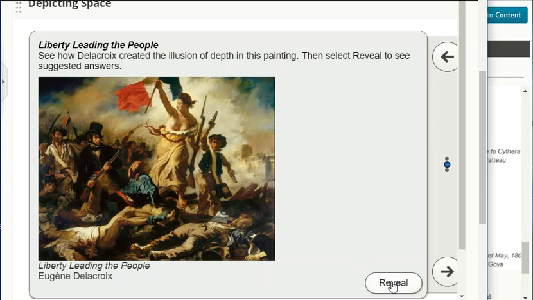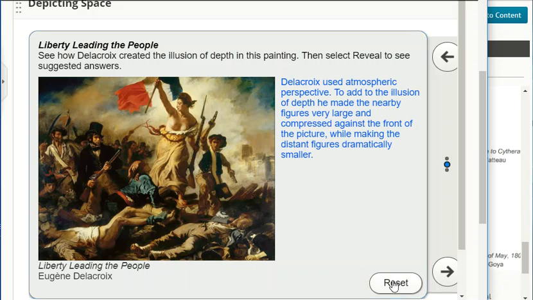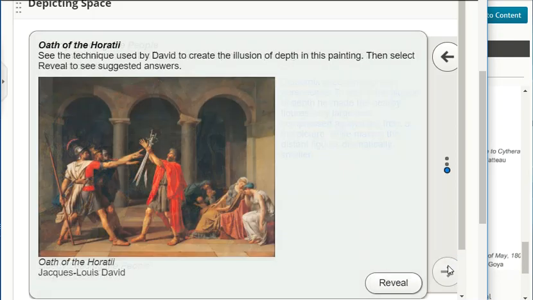Can you describe it? Delacroix used atmospheric perspective to add to the illusion of depth. He made the nearby figures very large and compressed against the front of the picture while making the distant figures dramatically smaller. Oath of the Horatii. See the technique used by David to create the illusion of depth in this painting?